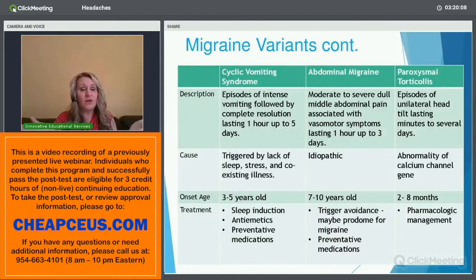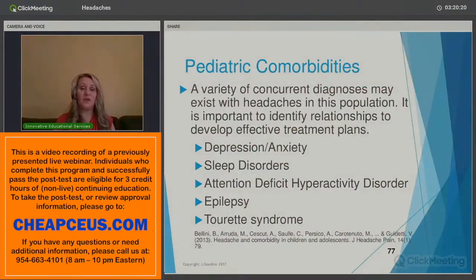And obviously for all of these cases, there needs to be significant communication with the physician to differentially diagnose appropriately, to make sure that another diagnosis is not missed that's more significant.